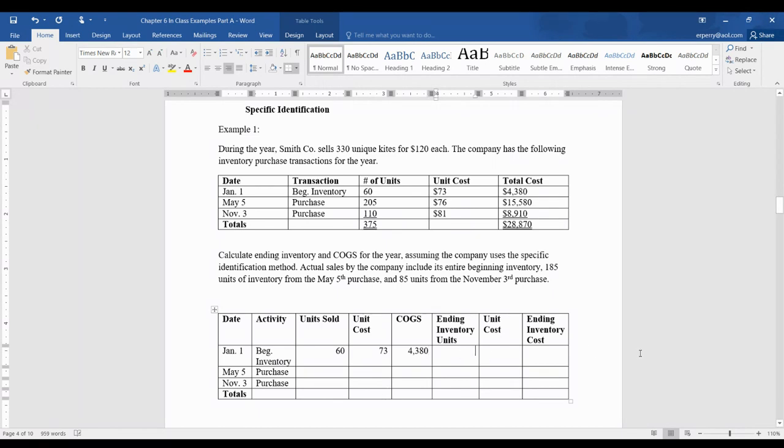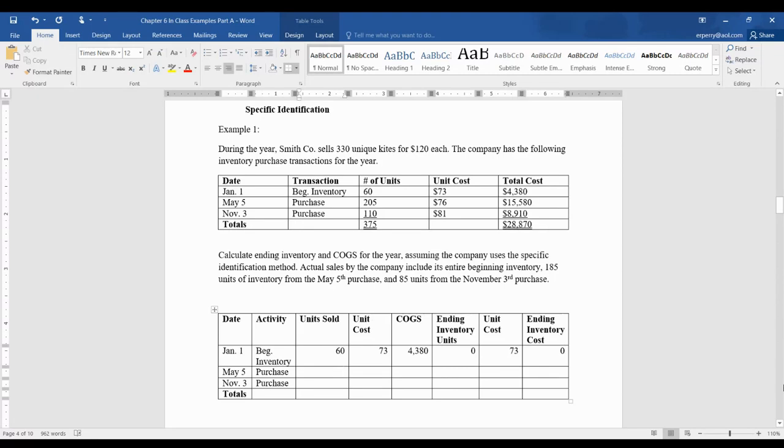All right, let's figure out what we have left. Told us we sold everything in the beginning bucket. Do we have anything left? Nope. Anything left at $73 a unit gives me an ending inventory cost of 0. Moving on to our next bucket, May 5th.